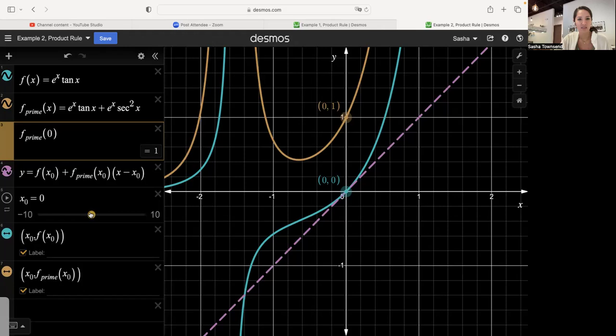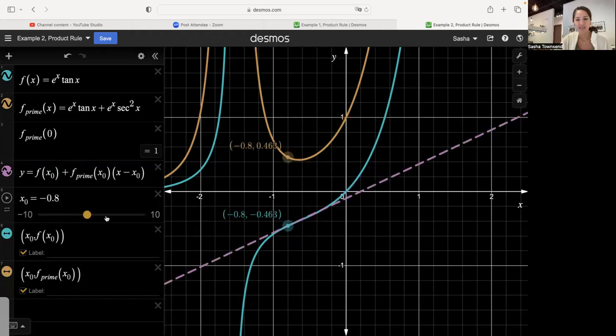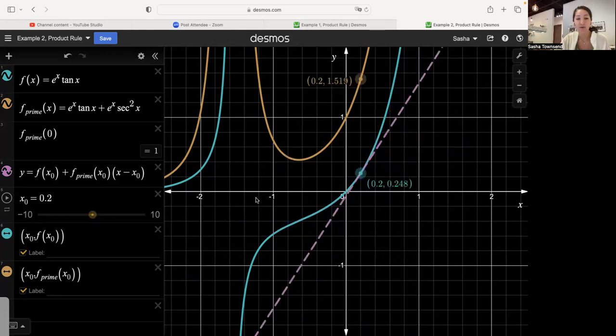Now you can also move this little guy around and see that at different locations, this slope is different. At x equals approximately negative 0.8, the value of our derivative is approximately 0.463. So we can see that, and we can also estimate that graphically if we want to at various points on the curve.